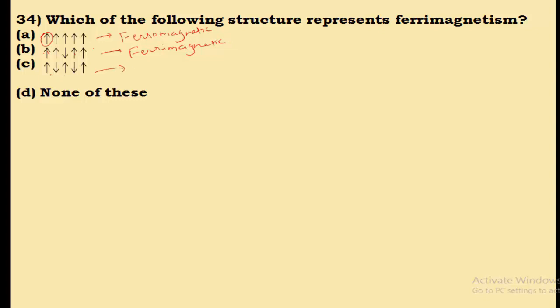And the third one, here all are arranged in a compensatory way so that the net magnetic moment will be 0. So this type of arrangement will be observed in antiferromagnetic substances. So option B is the right one.